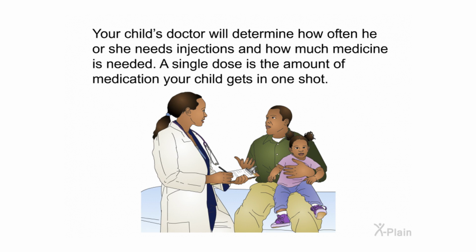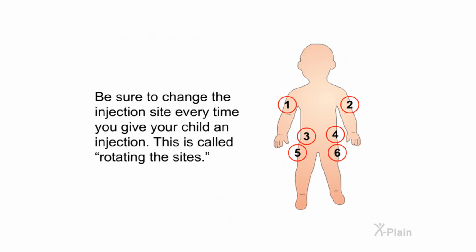Your child's doctor will determine how often he or she needs injections and how much medicine is needed. A single dose is the amount of medication your child gets in one shot. Be sure to change the injection site every time you give your child an injection. This is called rotating the sites.